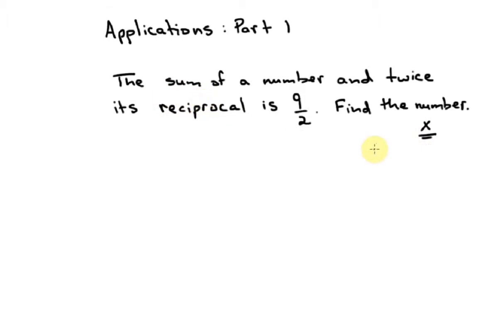So let's read it again, keeping x in mind, and I'm going to try to make some notes and build an equation. The sum means addition. So the sum of a number, which we've called x, and twice its reciprocal. So that's 2 times. Now, if x is the number, what's the reciprocal of x? It's 1 over x. Okay, so this is the sum of a number and twice its reciprocal, and that is 9/2. Okay, so equals 9/2.